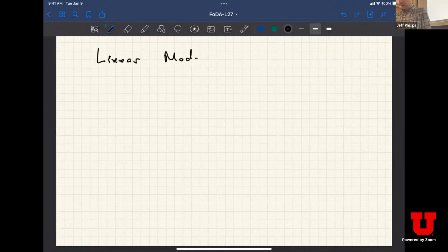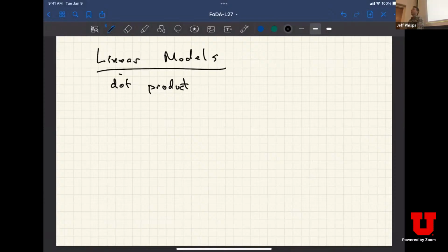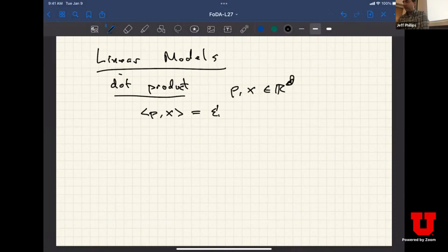For linear models, the key element of this linear model was going to be the dot product. The way this was defined was that we had two points, P and X, both in R^d. And so we defined the dot product P dot X as this linear function: the sum from i equals 1 to d of P_i times X_i.